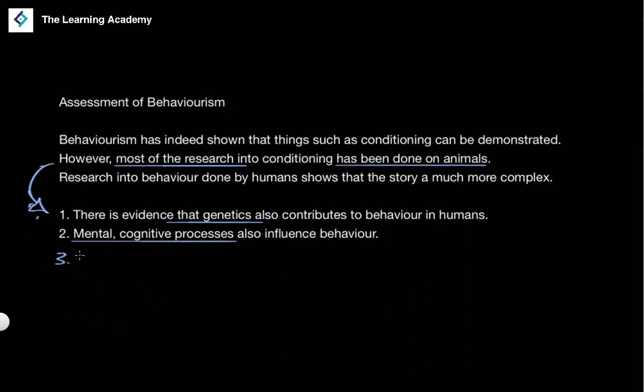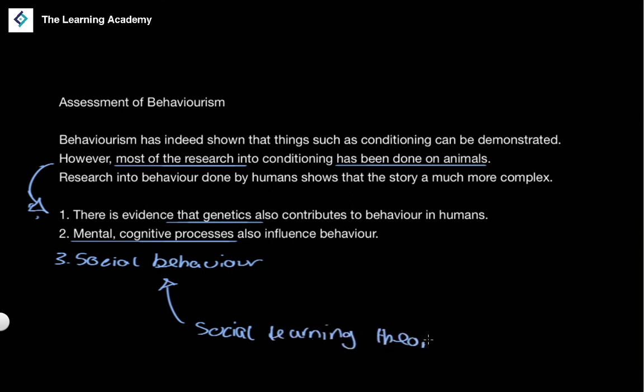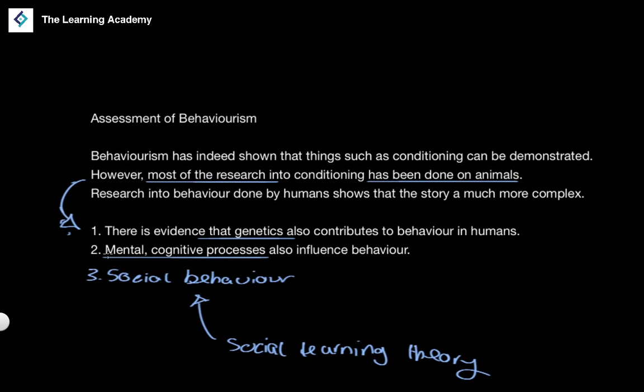The third one is we can also think about social behavior. And we're going to talk about social behavior in the next lesson when we talk about social learning theory. But these are all different ways in which we can critique behaviorism, or maybe make the case that behaviorism isn't the whole picture, that we have a number of other things that we could raise when it comes to assessing behaviorism.